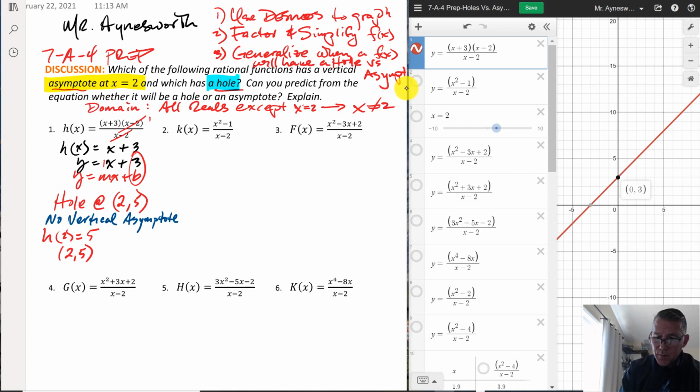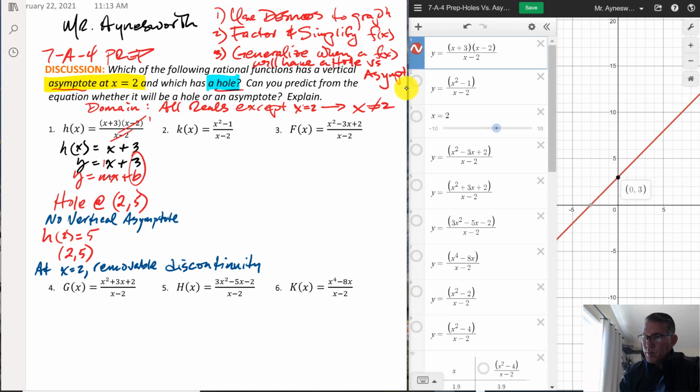Okay, so at x equals 2, you have what's called a removable discontinuity. You should have learned about this in Algebra 2. However, if you don't remember it, now I've just enlightened you on what it's called. So holes are called removable discontinuities because I removed it by simplifying. I came up with a linear function right here, which is y equals x plus 3, and we have a hole instead of an asymptote.